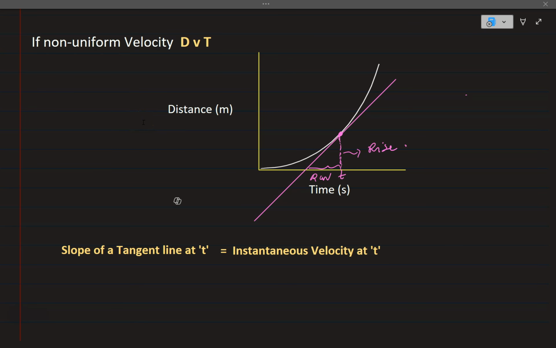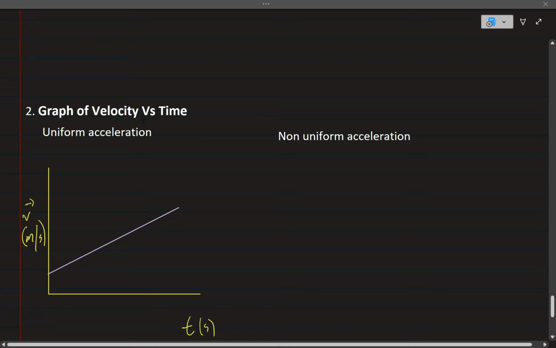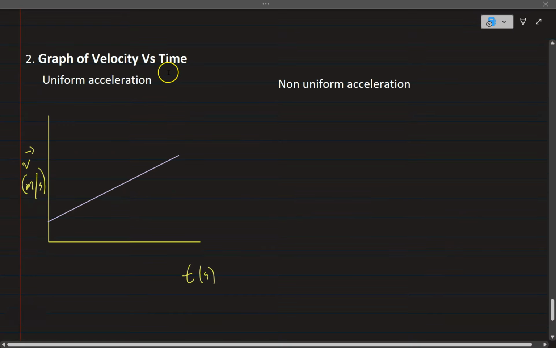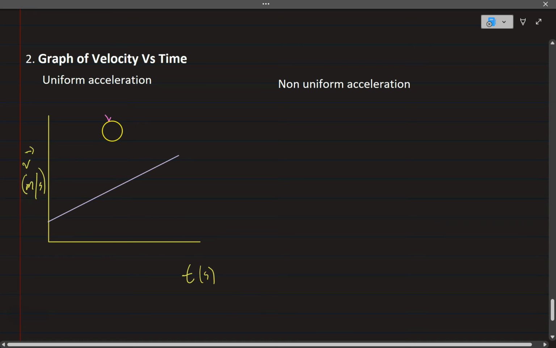Okay, let's look at another topic in terms of the graph, and that is the velocity-time graph. What that means is, I have this graph again, velocity on the vertical, time on the horizontal. If you have a straight line on the v-t graph, that's the v-t graph, this straight line represents uniform acceleration.